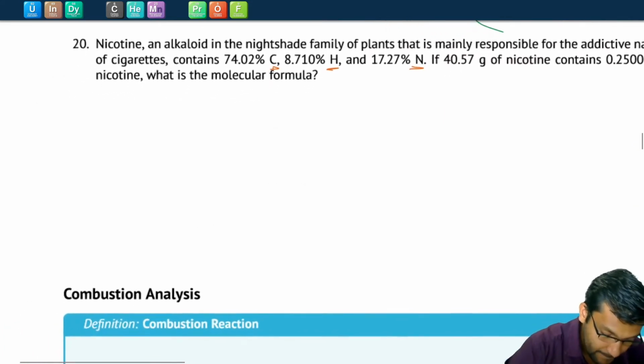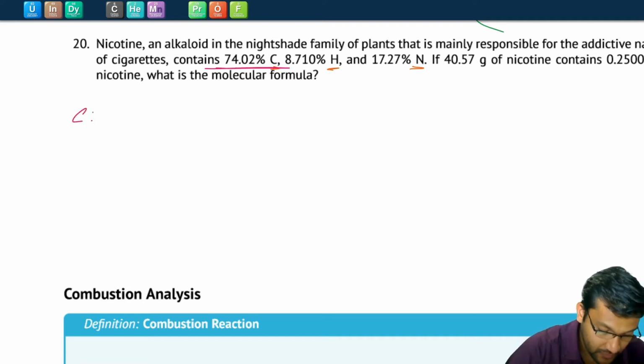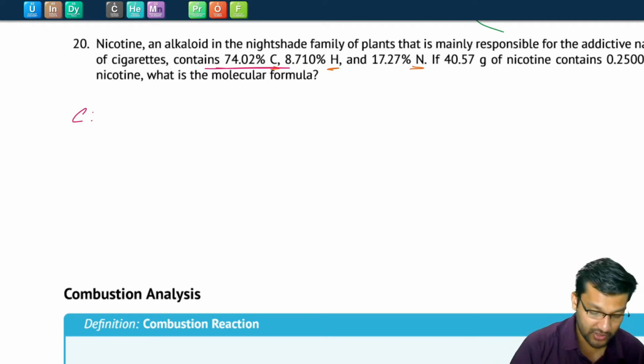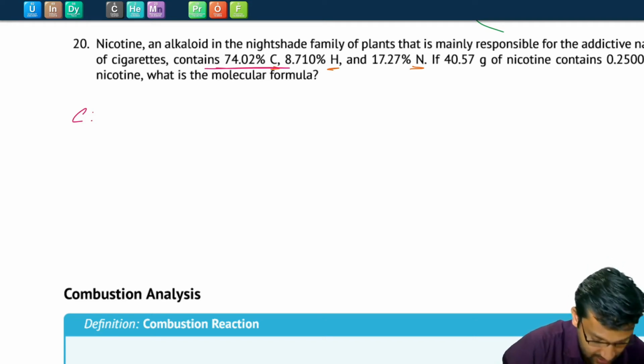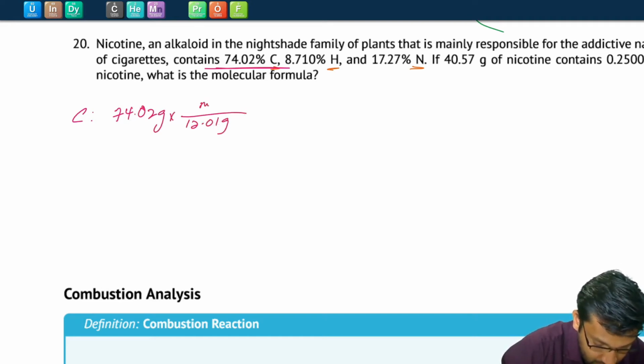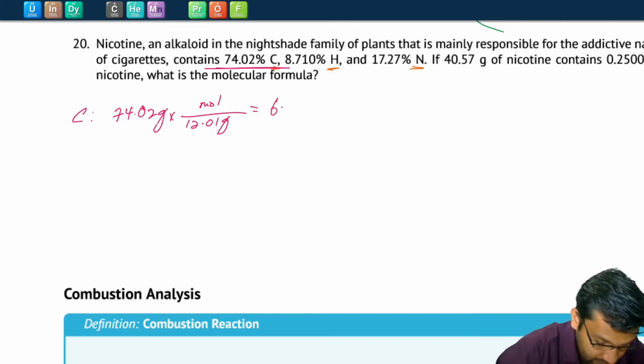All right, let's look at carbon first. We have 74.02% carbon. If we apply this to a 100 gram fictitious mass, we will end up with 74.02 grams of carbon. Divided by the molar mass of carbon gives us the number of moles of carbon, in this case 6.163 moles.